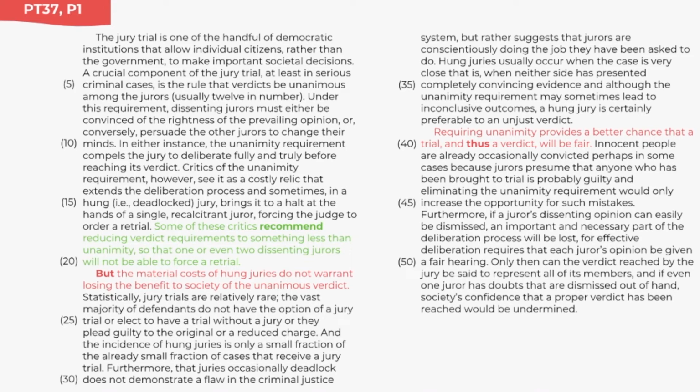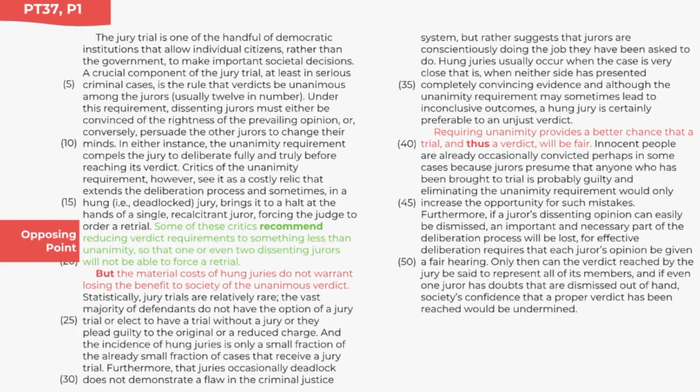The author says that, but the material costs of hung juries do not warrant losing the benefit. So we have the opposing point stated in the end of the first paragraph. And then we have that pivot towards the author's point of view, which continues for the rest of the passage. And then we have these two tempting ideas for which one represents the main idea.